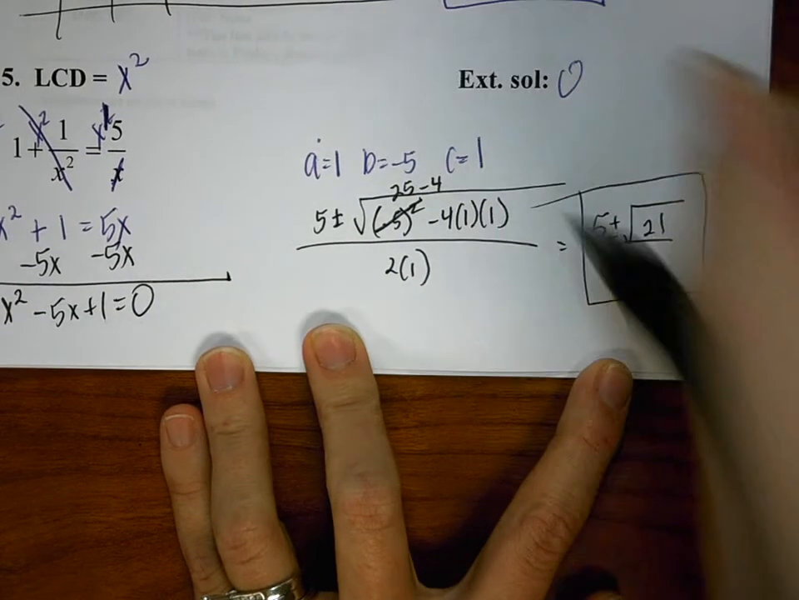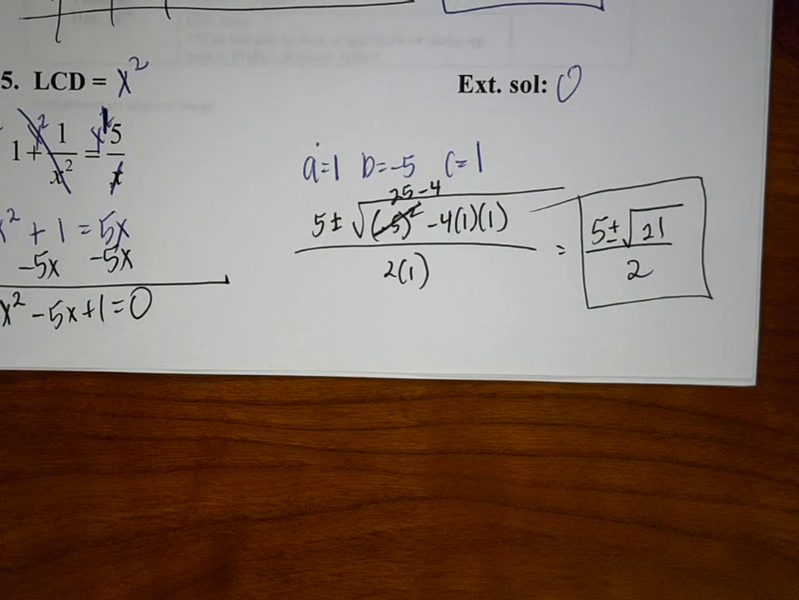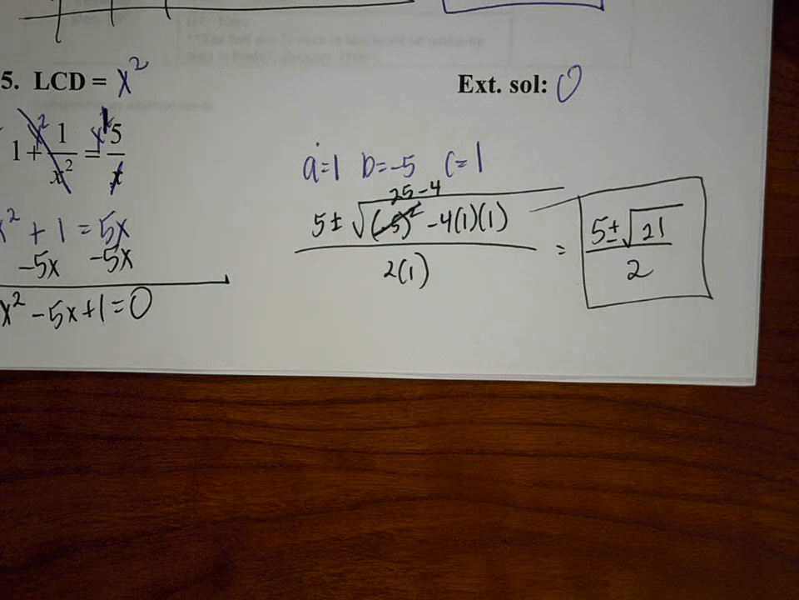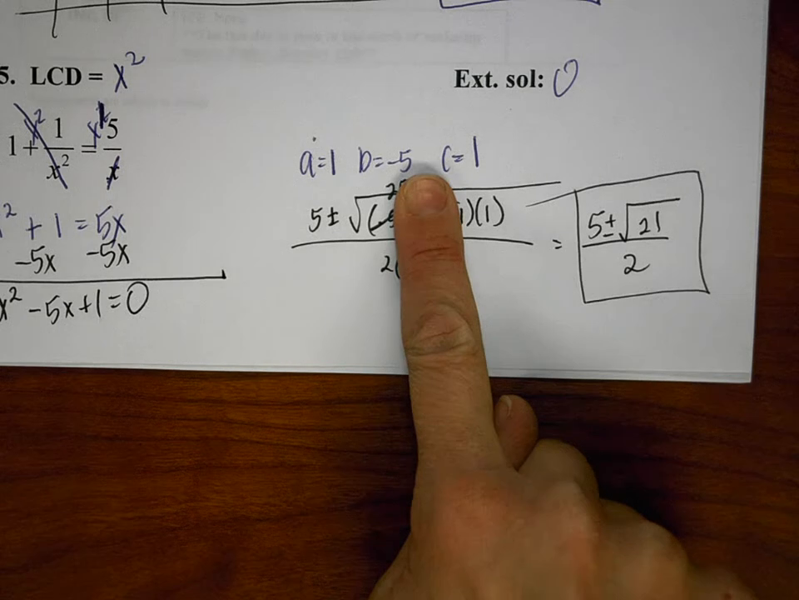And does that match with our extraneous solution? No. So there is your answer. Any questions? No, because remember it's negative b, and since b is negative 5, the opposite of negative 5 is positive 5.